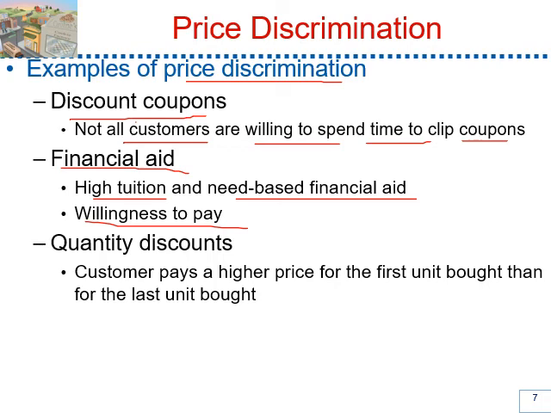Another example is quantity discounts. Customers pay a higher price for the first unit bought than for the last unit bought. For instance, a bakery might charge 50 cents for each donut, but $5 for a dozen. This is a form of price discrimination because the customer pays a higher price for the first unit bought than for the 12th one. Quantity discounts are often a successful way of price discrimination because a customer's willingness to pay for an additional unit declines as the customer buys more units.